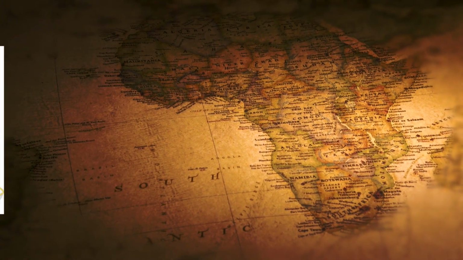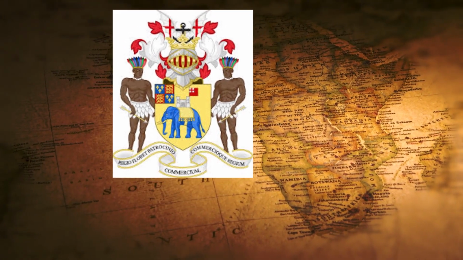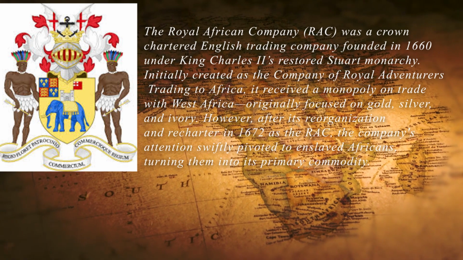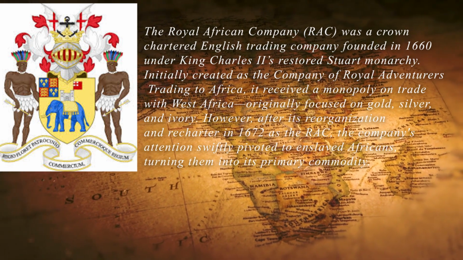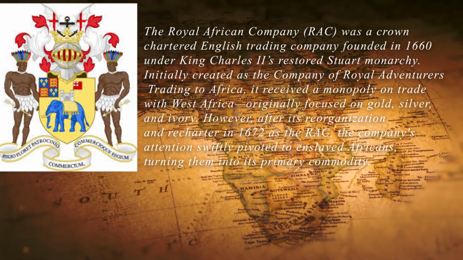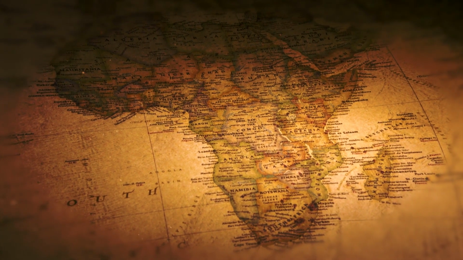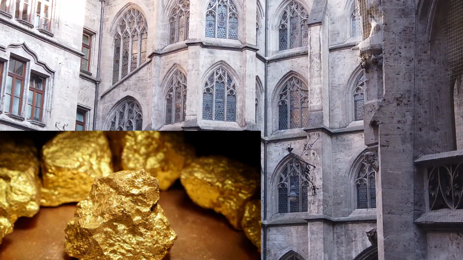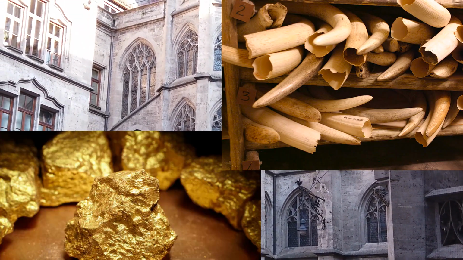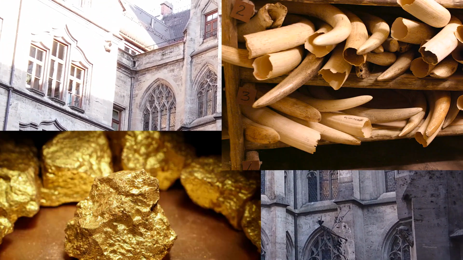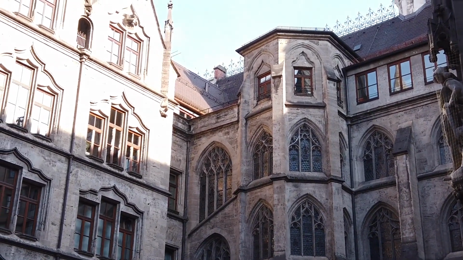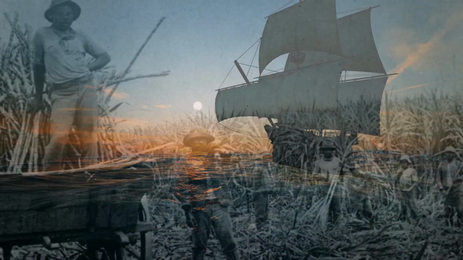The Royal African Company, RAC, was a crown-chartered English trading company founded in 1660 under King Charles II's restored Stuart monarchy. Initially created as the Company of Royal Adventurers trading to Africa, it received a monopoly on trade with West Africa, originally focused on gold, silver, and ivory. However, after its reorganization and recharter in 1672 as the RAC, the company's attention swiftly pivoted to enslaved Africans, turning them into its primary commodity.